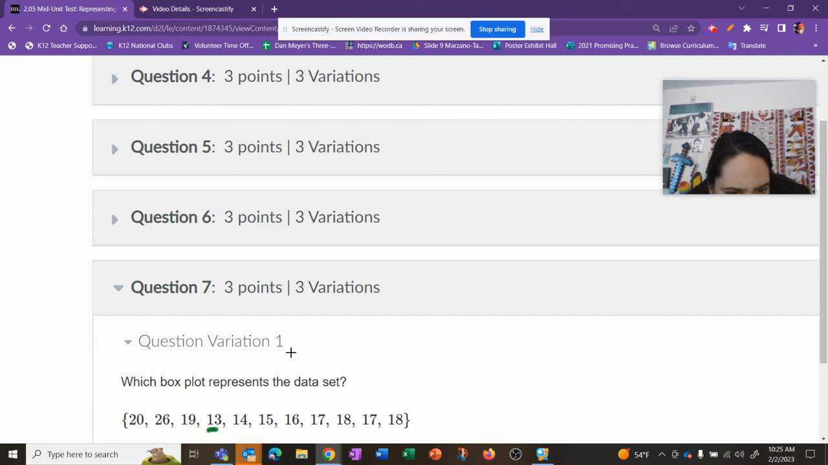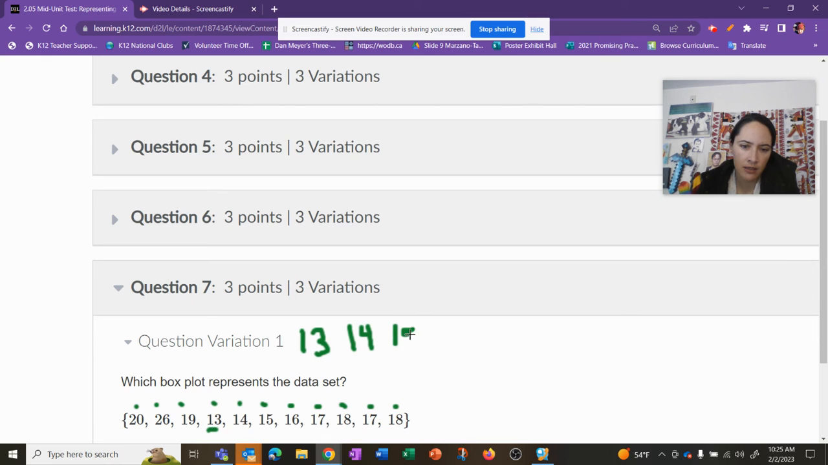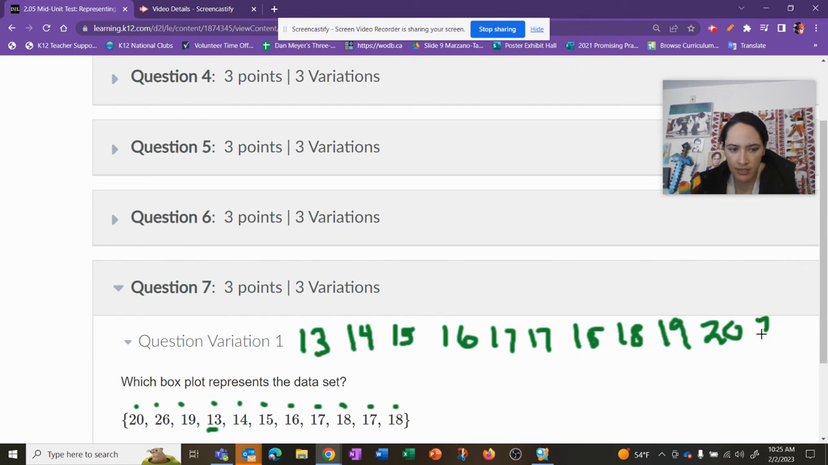This one has a minimum of 13. 13, 14, 15, 16, 17, 17, 18, 18, 19, 20, 26. How many points are there? 1, 2, 3, 4, 5, 6, 7, 8, 9, 10, 11. That's nice. I can't do it any faster. I thought I could, but I'll mess up. I don't want to mess you guys up. You just got to do this work. It wasn't too bad, and on paper, it's even faster.